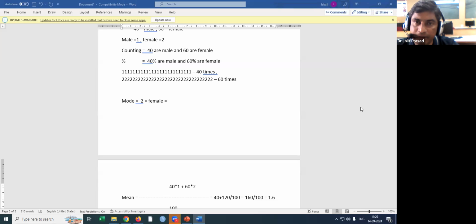Anyone? I have told you we can find mode. We cannot find out mean and median. My question is, can we find out standard deviation? You know standard deviation, we have done it in our school days. Yes or no? Unmute yourself.